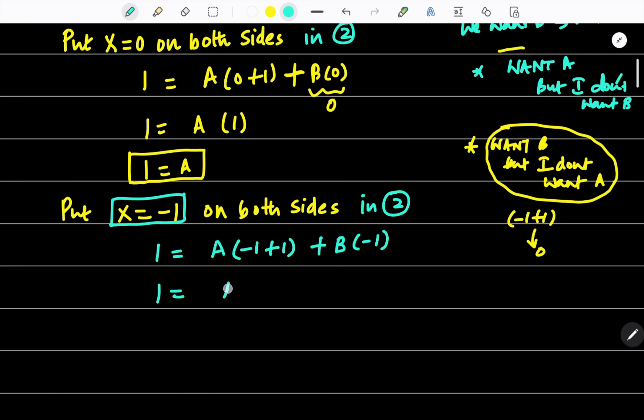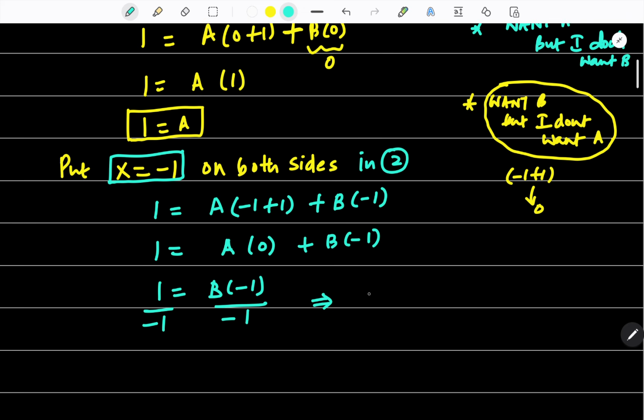So 1 equals a times minus 1 plus 1 is 0 and b times minus 1. So 1 equals b times minus 1. Divide by minus 1, divide by minus 1, which implies b equals minus 1. So you got a is equal to plus 1 and b is equal to minus 1. What did I say at the start of the problem? Your job is to find a and b.